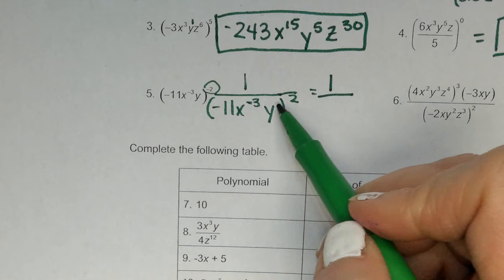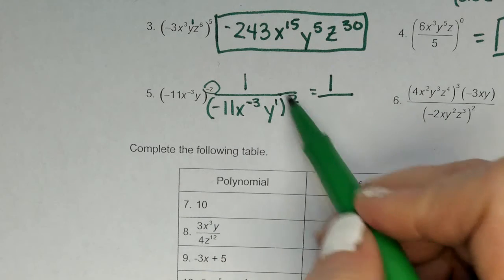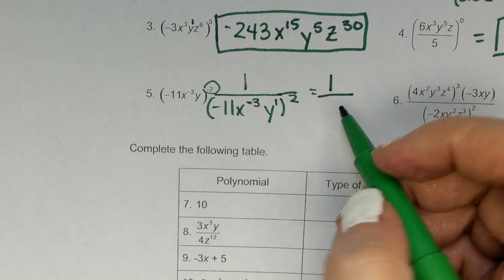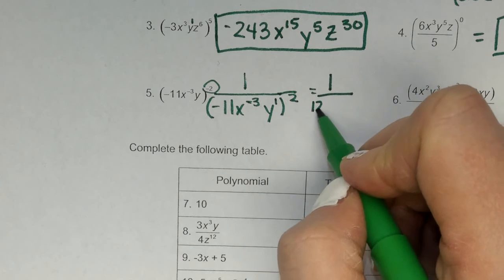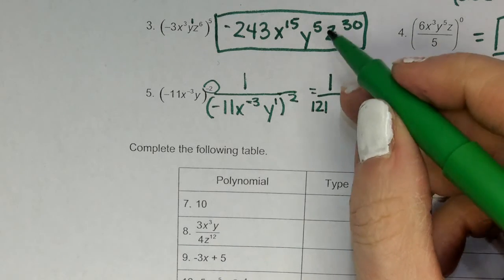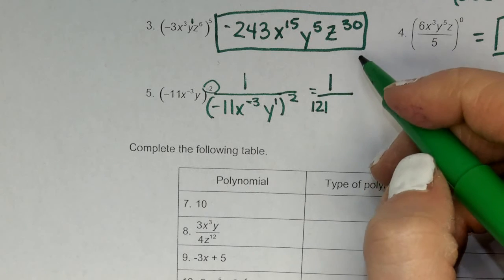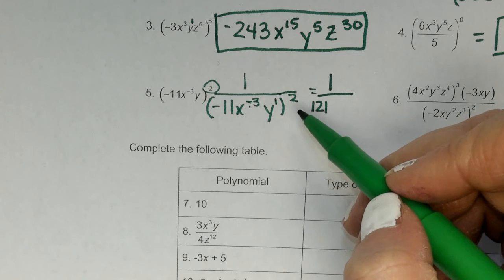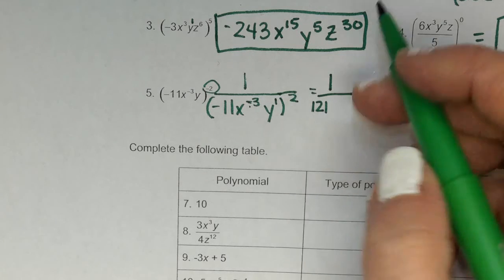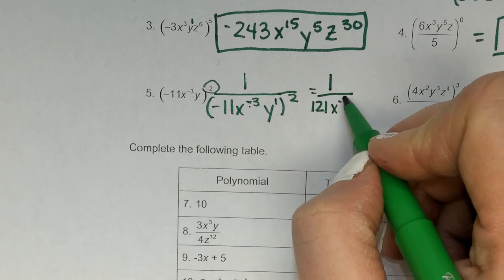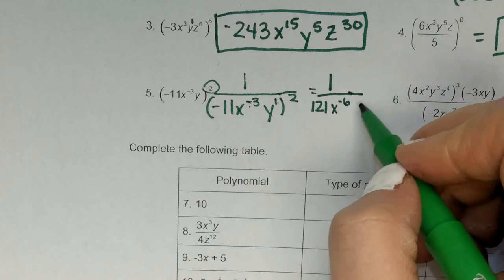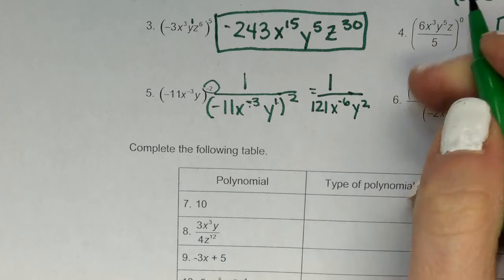Alright, so now we're going to solve this bottom out. Negative 11 times negative 11 gives us 121. 11 times 11 is 121, positive. And then we have a negative 3 to the second power. So that's power to power. We're going to multiply x to the negative 6, and then 1 times 2, y to the second.